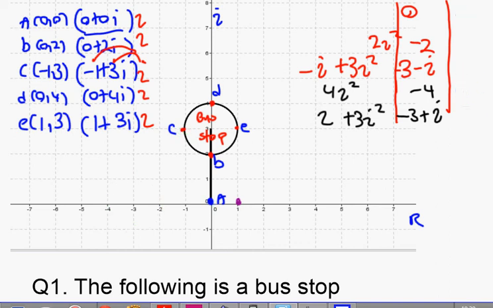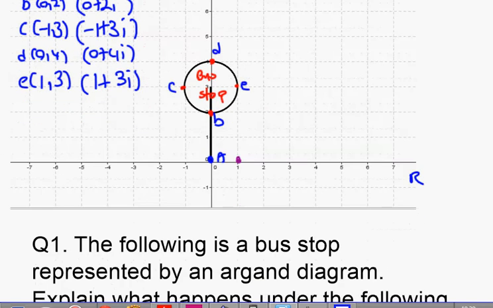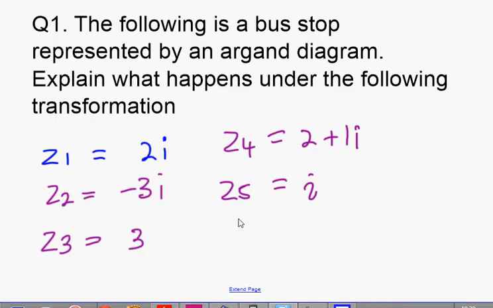Okay, there we go. Now, the last transformation is going to be Z6, and Z6 is going to be multiplying by minus 2i. Now, what happens when you multiply by 2? It makes the full thing bigger, twice as big. What I'll start off with is multiplying by 2 on its own.